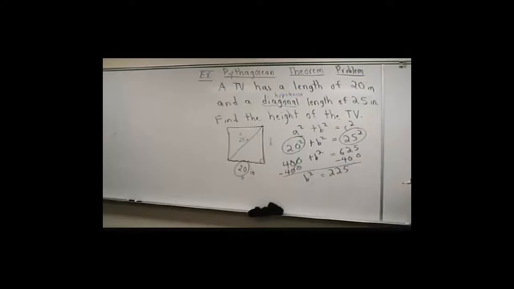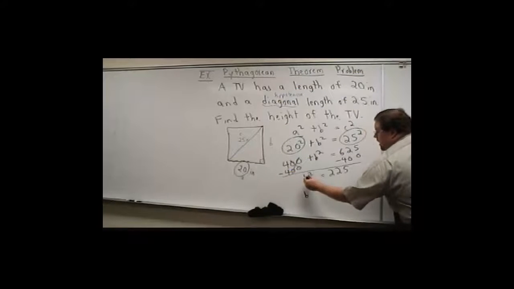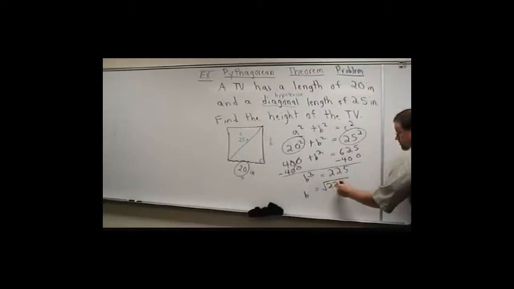Well, I don't want B squared, I want B. So B itself is the opposite of squaring it. The opposite of squaring is just a square root. So B itself is the square root of 225, and the square root of 225 is 15 inches.